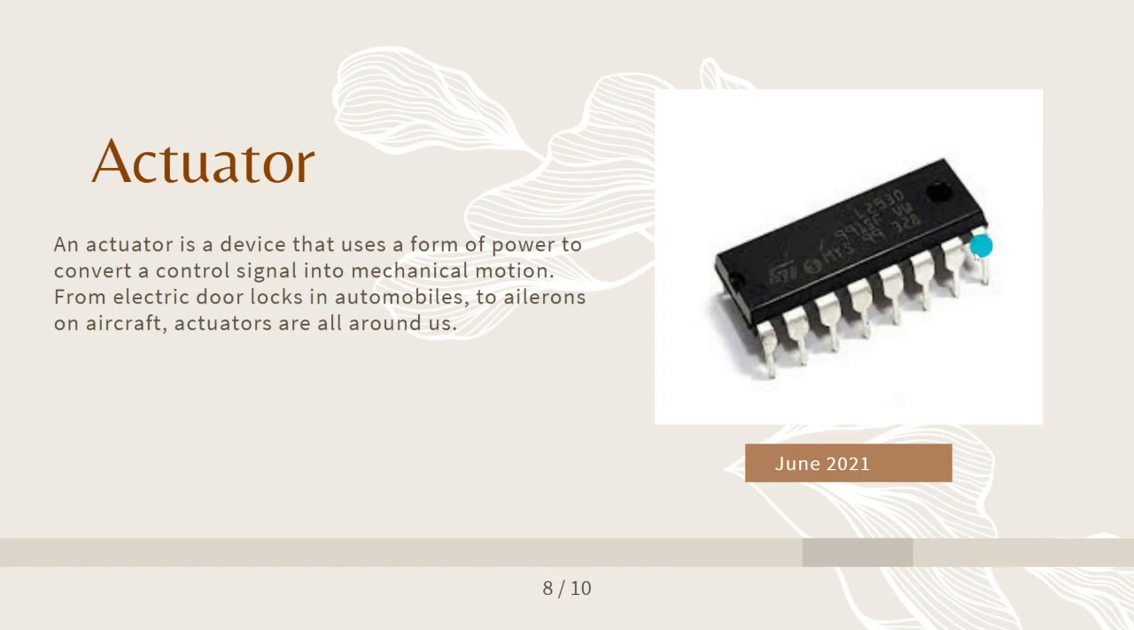Okay, the next one is the actuator. The actuator I use is the L293D. The definition of an actuator is a device that uses a form of power to convert a control signal into mechanical motion. Metal door locks in automobiles are just one example.